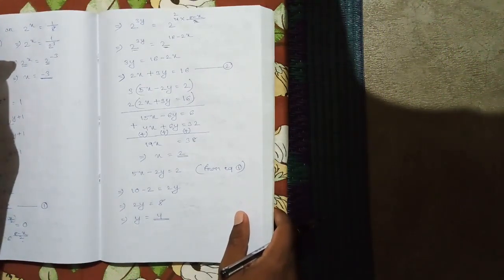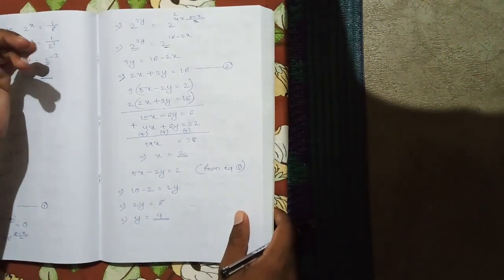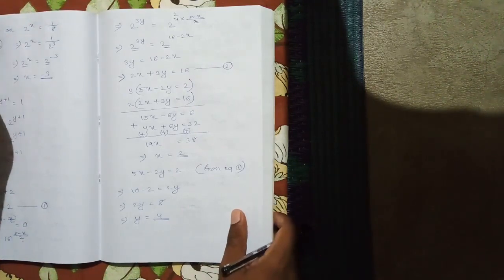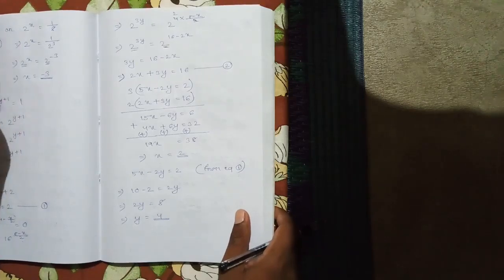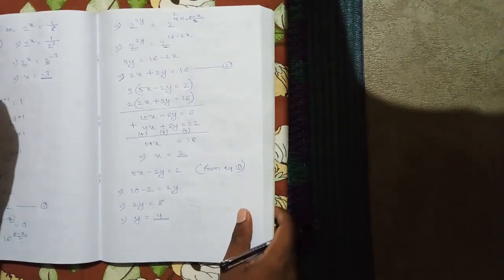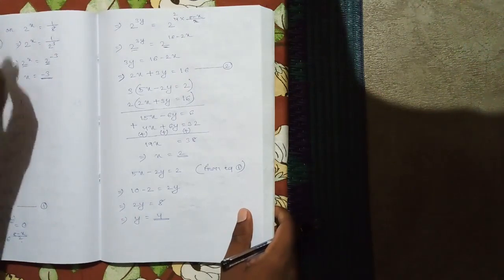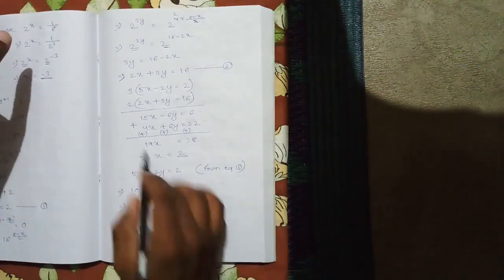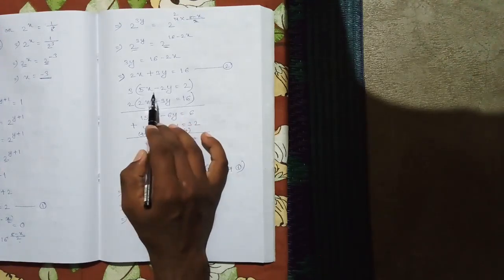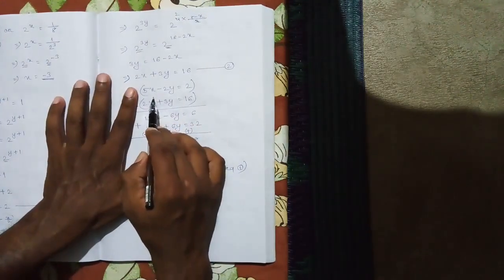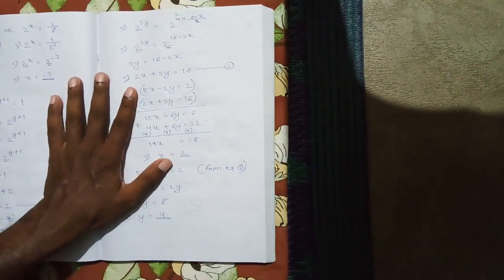This was done in the previous chapter, and there were three methods for solving: substitution method, elimination method, and cross multiplication method. I had told you that elimination method is the best, so I have used elimination method to solve for x and y. The two equations were 5x minus 2y is equal to 2, 2x plus 3y is equal to 16. I have targeted y, the coefficients of y.